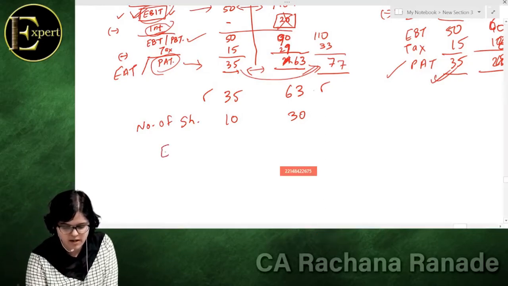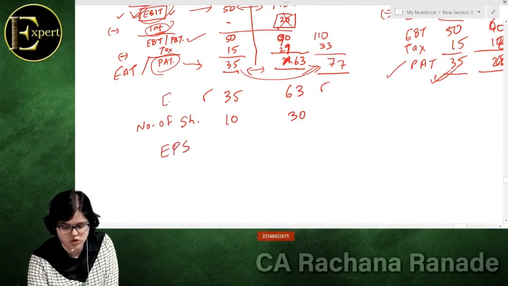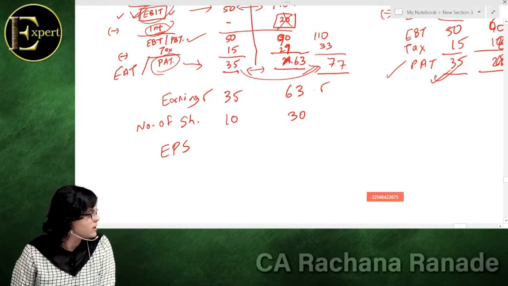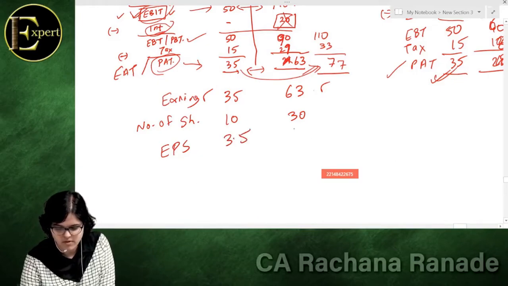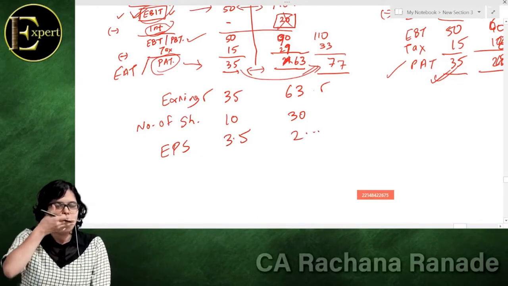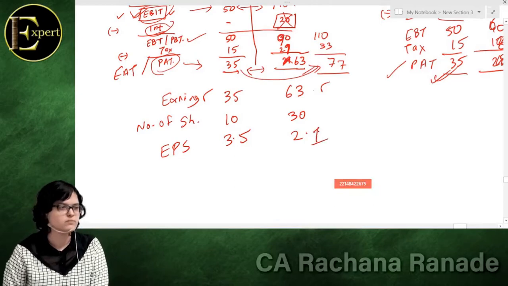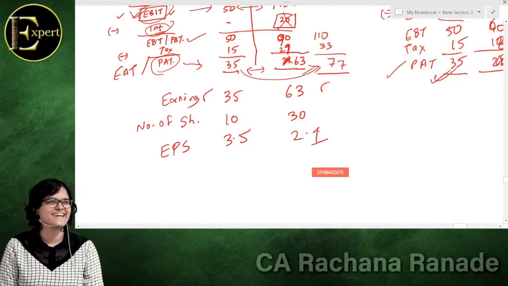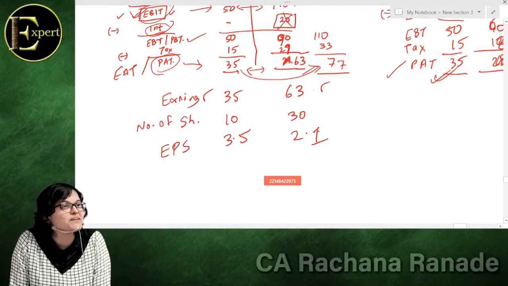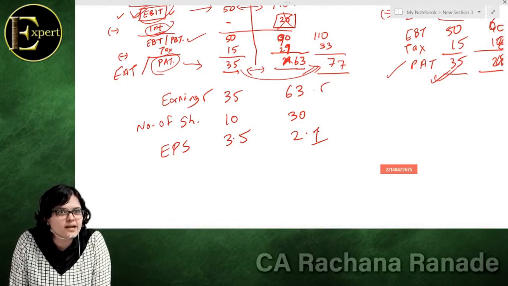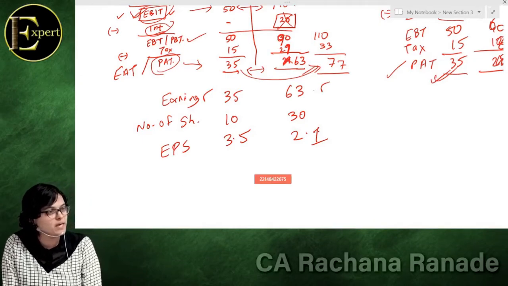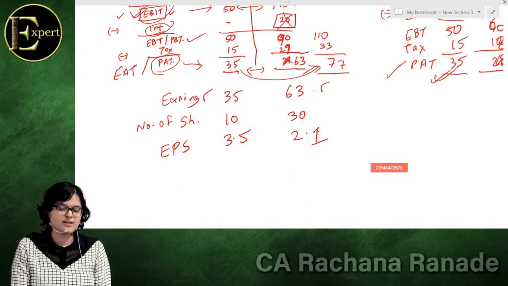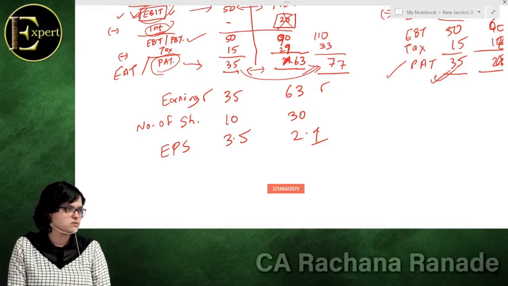What is my earning per share? This is the total earning. Correct, na? Tell me how much is my earning per share? 3.5 and 2 point whatever. 2.1, let us say. Which company is better? Now A will be better. Correct, na? Because earning per share is more for A as compared to B, in simple words. Achha, I'm assuming that the face value is the same for simplicity.